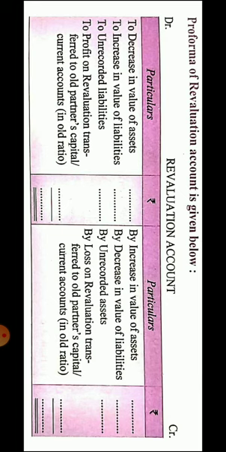Once again, I would like to explain: the revaluation account is prepared with profits and losses. All kinds of losses will be shown at the debit side, meaning the loss on decrease of any asset or increase of any liability, and all kinds of profits will be shown at the credit side, meaning the profit by increase in the value of assets or decrease in the value of liabilities. So do the questions, and you will be able to solve them very easily.